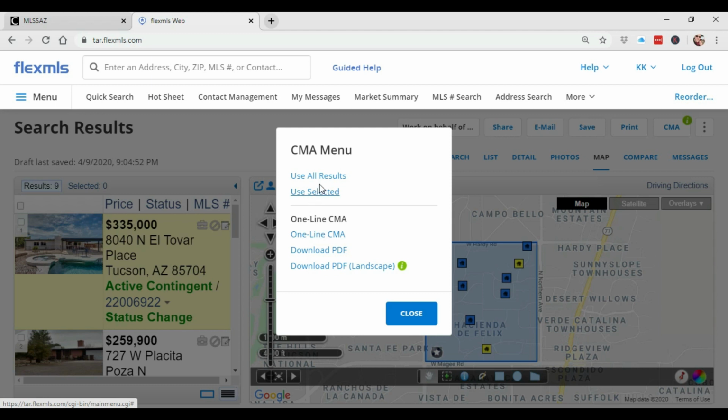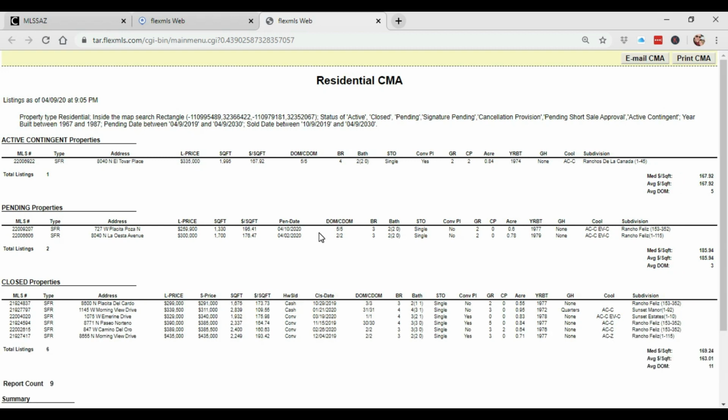Let's just take a quick one-line CMA look. This will give us one line so we can see what we're working with here from a bird's eye perspective. We see Rancho Feliz is a subdivision in here. Ranchos de la Cañada is another. This place on Tovar Place is the only one that's currently active. It's $335,000, 1,995 square feet. It's been on the market for 5 entire days. 4 bedrooms, 2 baths, single story with a pool, 2-car garage, 2-car carport on 0.84 of an acre, built in 74 with no guest house, air conditioner in that subdivision.